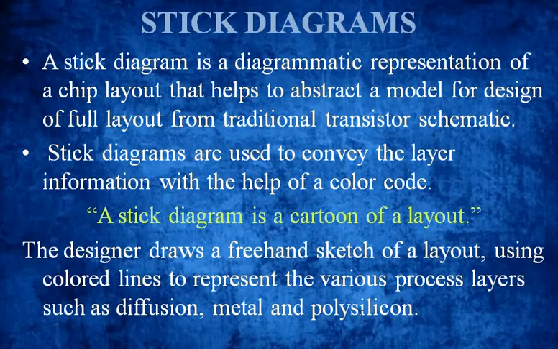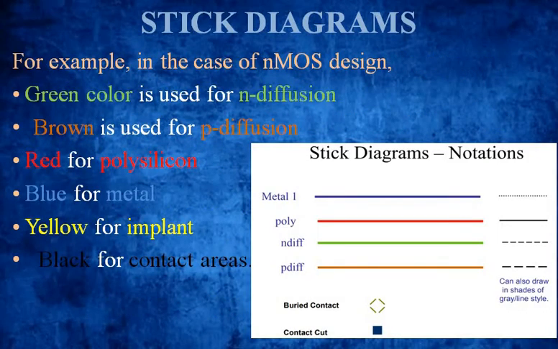So we have different layers: layers of diffusion, a layer of metal, then a layer of polysilicon. For all of these we have different colors, and the designer makes a freehand sketch of the layout by drawing different colored lines. By using this it will be very easy to see which kind of IC you are going to prepare. So for that we will see our next slide. This is an example of stick diagrams and how we are going to use them. We will have a tabular column also, and we will see what the requirements for your stick diagrams are.